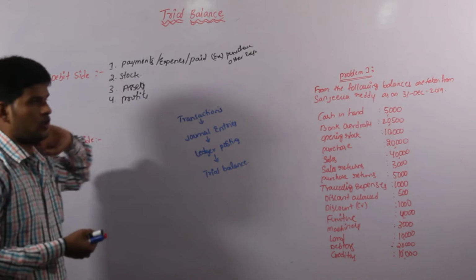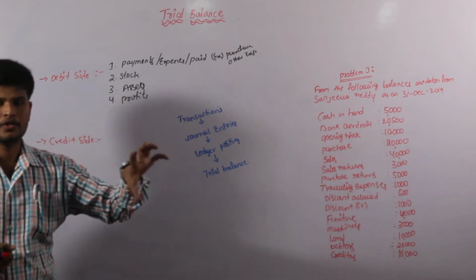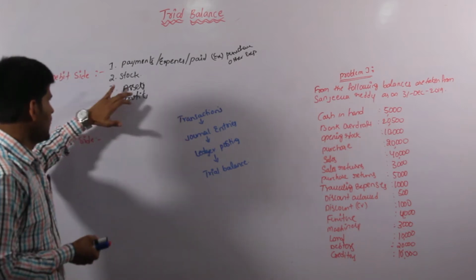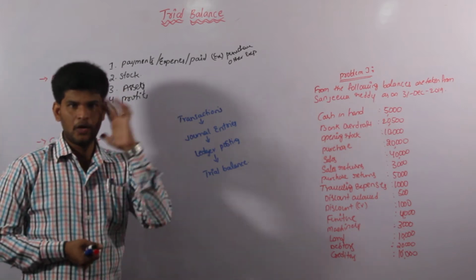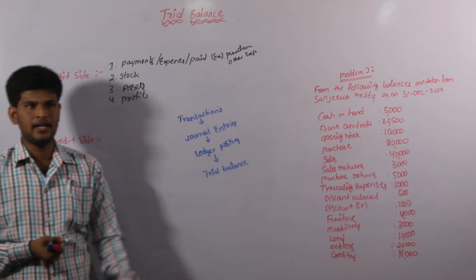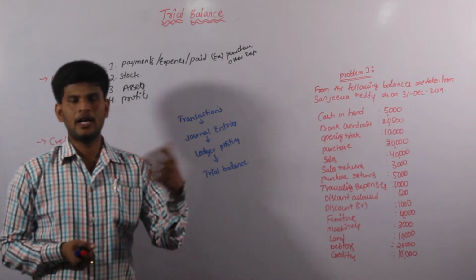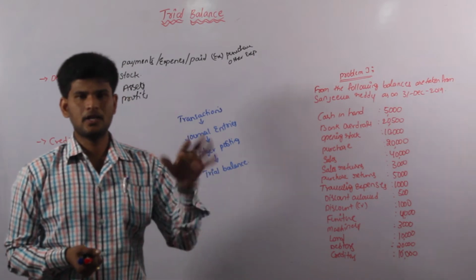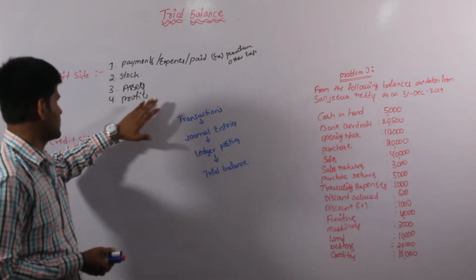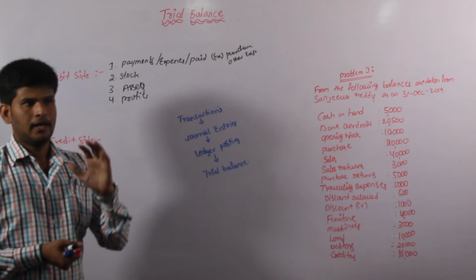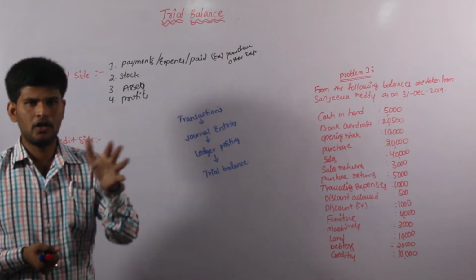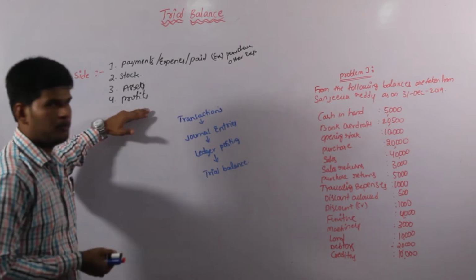And the next one, stock. Stock is nothing but opening stock. Opening stock is always on the debit side of the trial balance. Assets: here we have to take an assumption. Assets are like machinery, furniture, motor car, land and building, freehold properties, premises. These all come under the type of assets. Profits are nothing but profit on sale of assets, profit on sale of building. These all come under the type of profits.